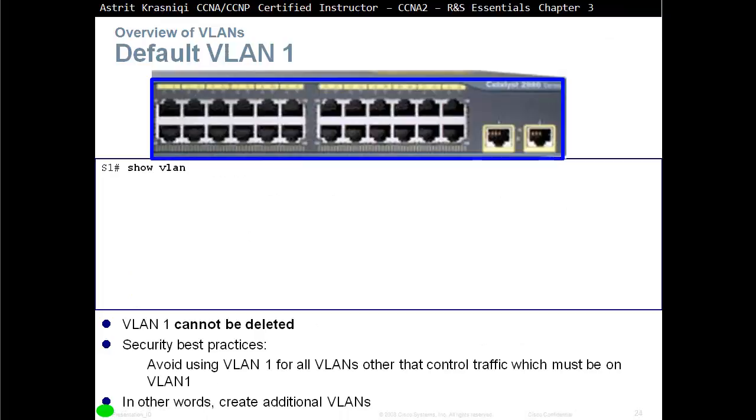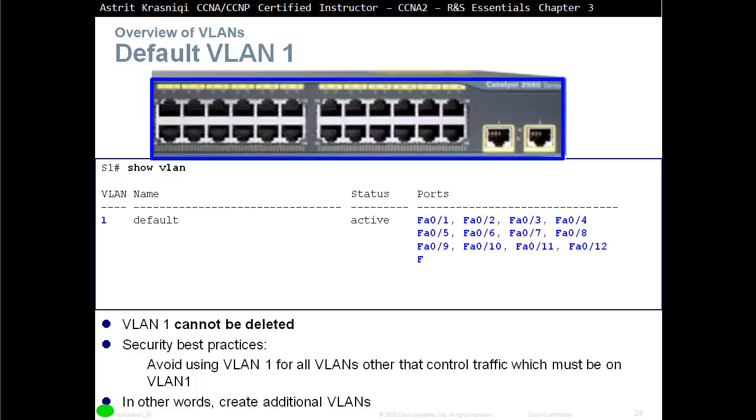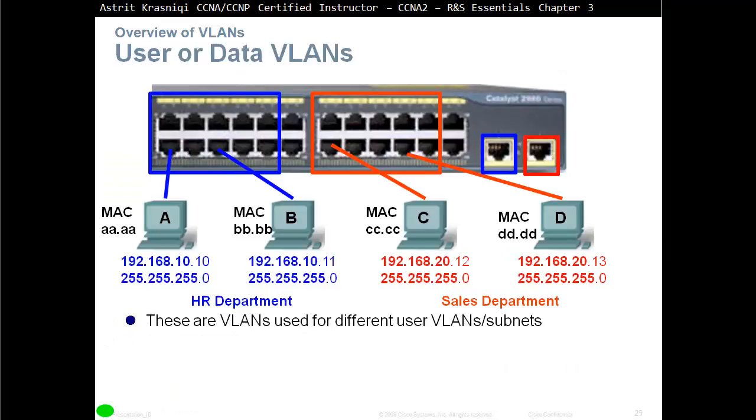Default VLAN, so VLAN 1, it cannot be deleted, so remember that VLAN 1 can't be deleted. Security best practices: avoid using VLAN 1 for anything other than control traffic, which must be on VLAN 1. In other words, create additional VLANs. So when we do show vlan, we should see all our ports that belong to VLAN 1. User or data VLANs are the VLANs used for different user groups or subnets. So we go and create them for user data traffic.